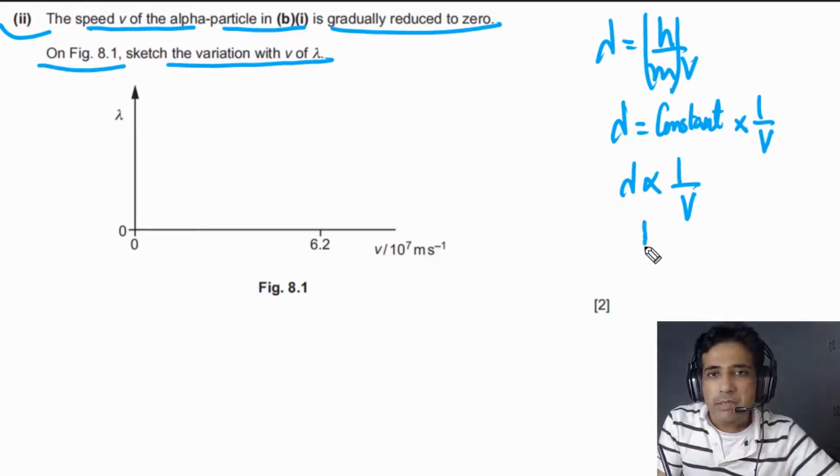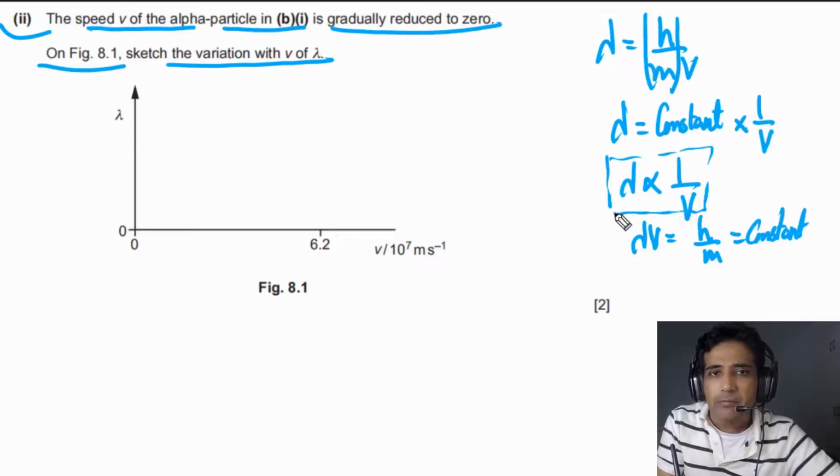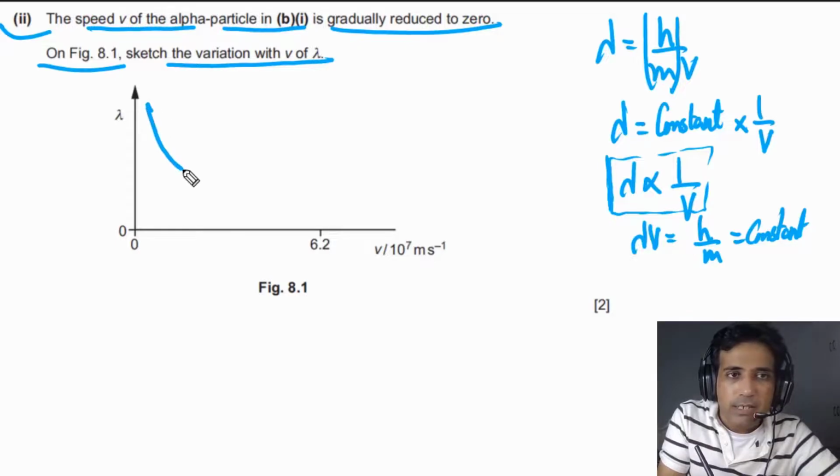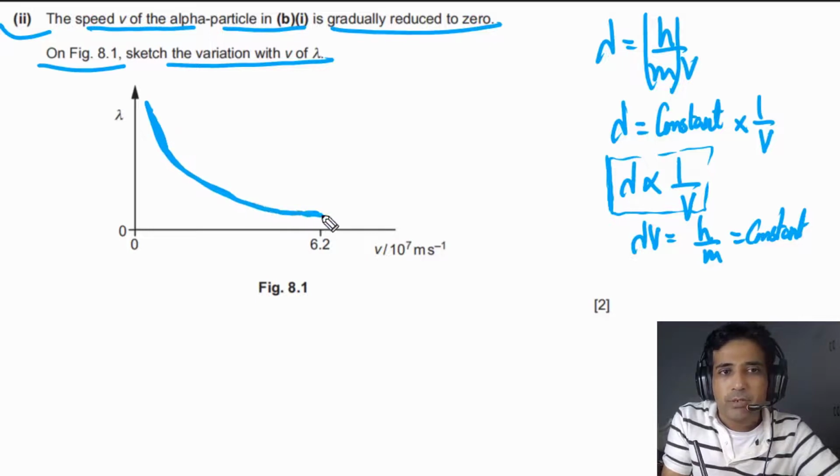Or you can say lambda times v is equal to h over m, and this is equal to constant. From here we can find out the shape of the graph has to be a hyperbola, meaning when one quantity is increasing, the other one has to decrease, and vice versa is also true. So this is how you can sketch the shape of the graph. The shape of the graph has to be somewhat like this.